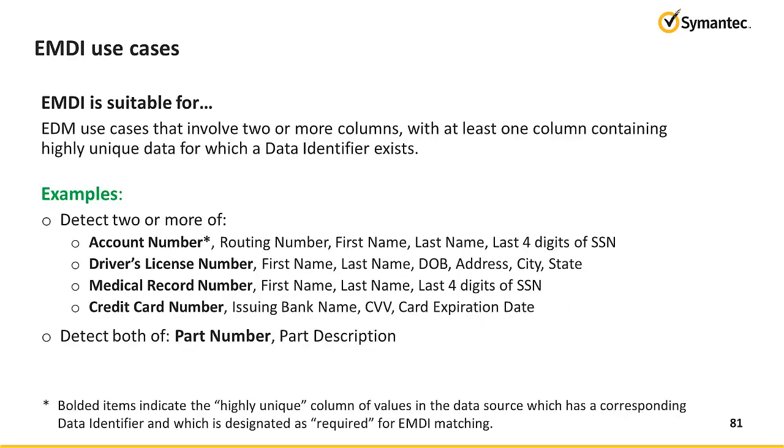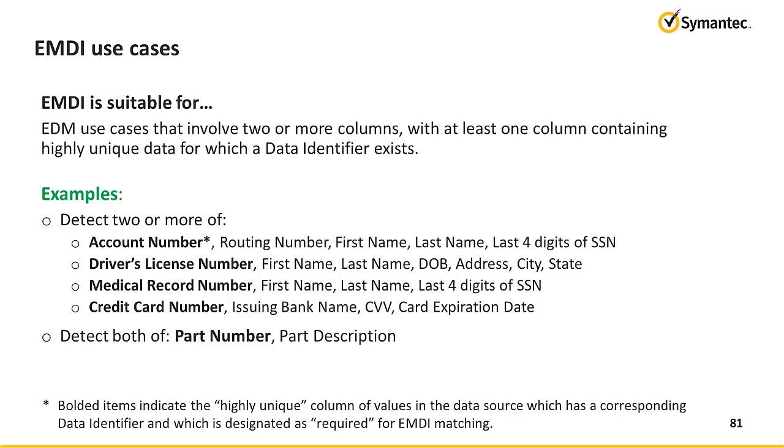EMDI is suitable for EDM use cases that involve 2 or more columns in the data source, with at least one column containing highly unique values for which either a system or custom data identifier exists. For instance, suppose you have a data source containing the following columns: account number, routing number, first name, and the last 4 digits of a social security number.